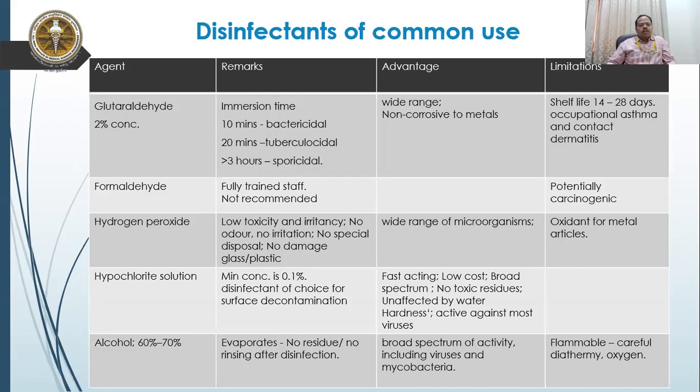The next agent I am going to discuss is alcohol. 60 to 70% is what we usually use, and most often we use it as a hand rub and hand clean agent. Again, the advantage is that it evaporates quickly.